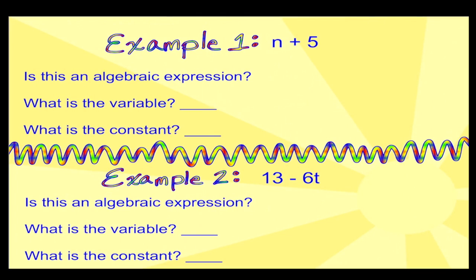Example number 1 says n plus 5. Ask yourself, is this an algebraic expression? Well, yes, it is. Now, it's asking, what is the variable? Well, if I remember my definitions, a variable is usually a symbol or what? Oh, I heard someone say it. Yes, you're right. A variable can be a symbol or a letter that represents a number. And in this case, that letter is n.